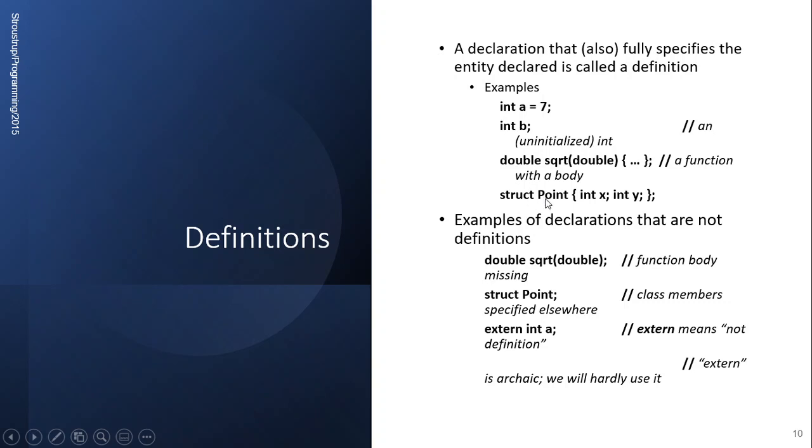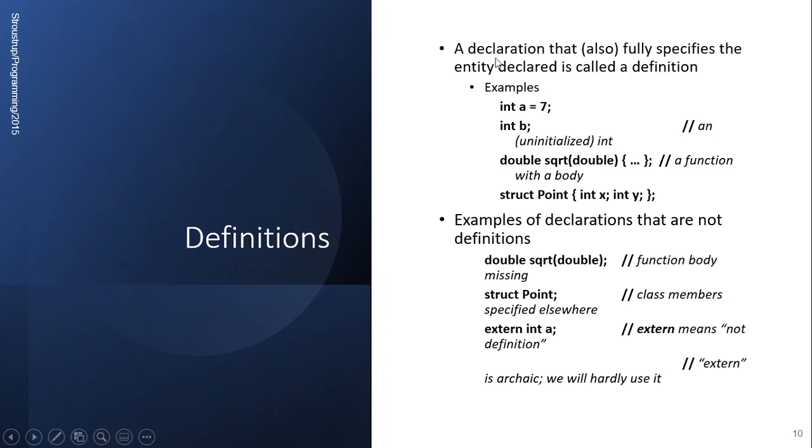Similarly, this is a user-defined type, struct. If you want to create a new data type, you can use structures in C++ to create a new data type. So this is also a declaration. We will learn about it in coming lectures. This is also a declaration as well as a definition.